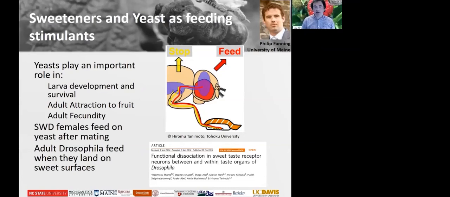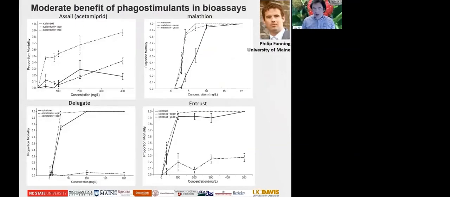So we tested sweeteners, but we also tested yeasts, and yeasts play a really important role in spotted-wing Drosophila's development. When we rear it in the lab, we use yeasts in all of our diets. It impacts larval development and survival. We obviously use it as an attractant, and it also helps in adult fecundity. So yeasts are really important. So we tested yeasts and we tested sweetened surfaces in terms of sugar in the field. On the next slide, we'll look at some of our bioassay data from the lab.